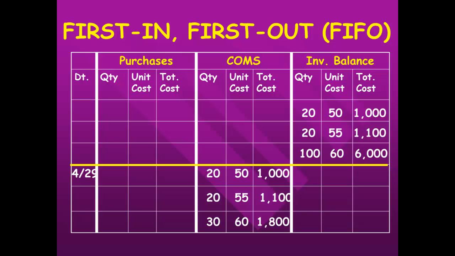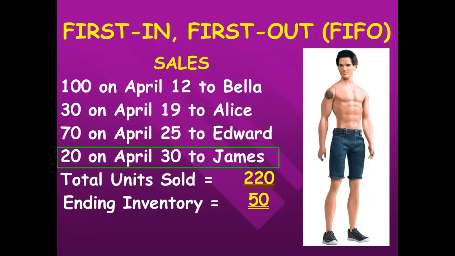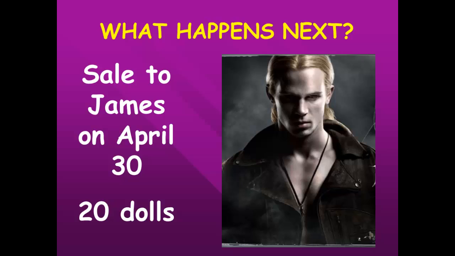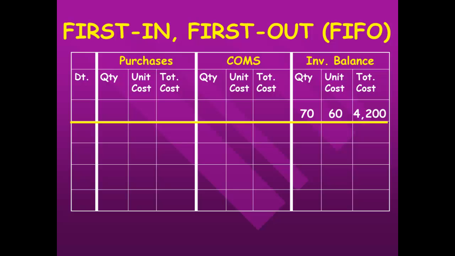What do I have left? Well, the 20 at 50, that's all gone. The 20 at 55, that's all gone. The 100 at 60, I sold how many of those? 30. So how many are left? 70. What happens next date-wise? 20 of them on the 30th? Okay, so on the 30th, I'm going to sell 20 using FIFO.